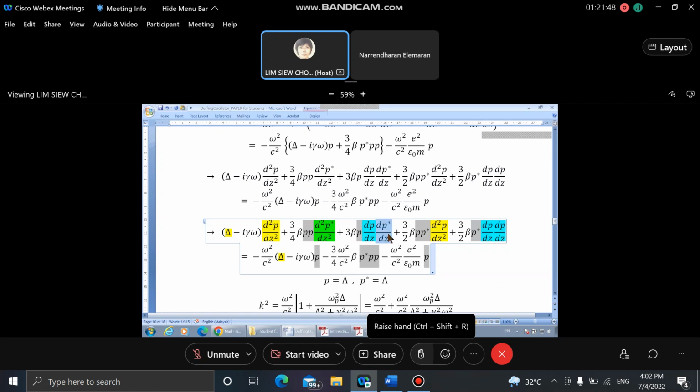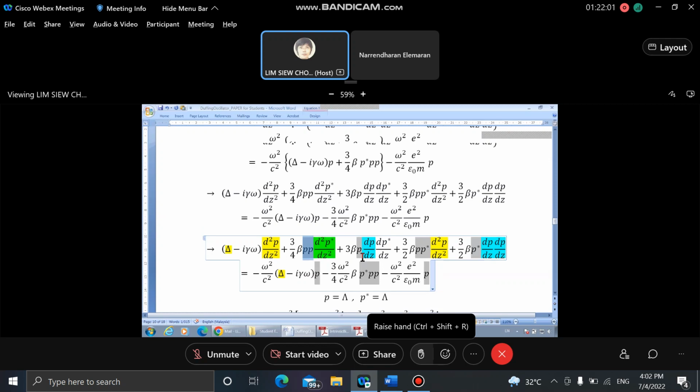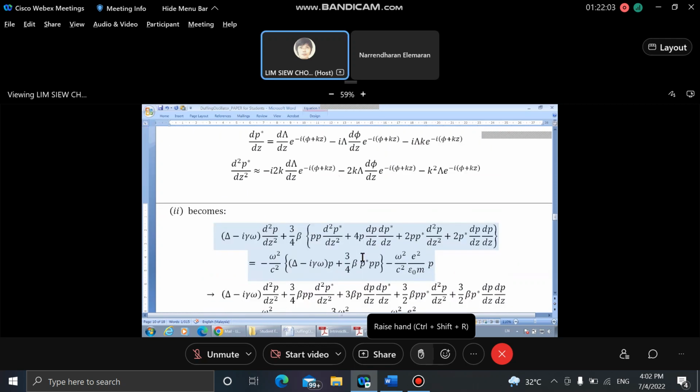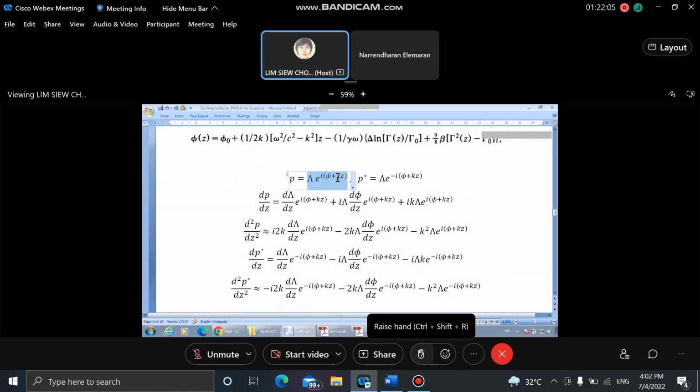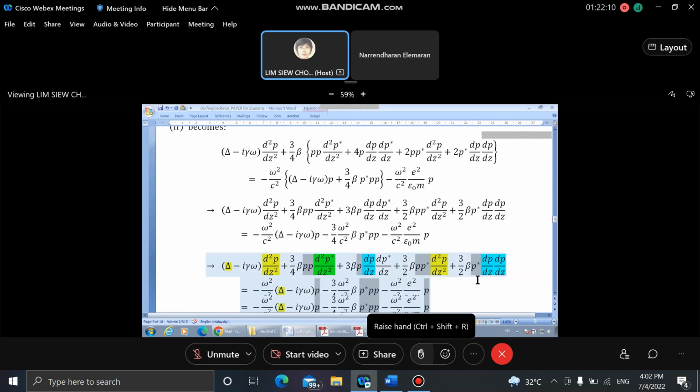Okay. So we need to substitute all the P derivative and also the P. So we have the P, the P and P star, and I highlight in gray. So the P must be as what we assume. So after we substitute all this into the equation, we won't see P anymore. We will see lambda and phi.